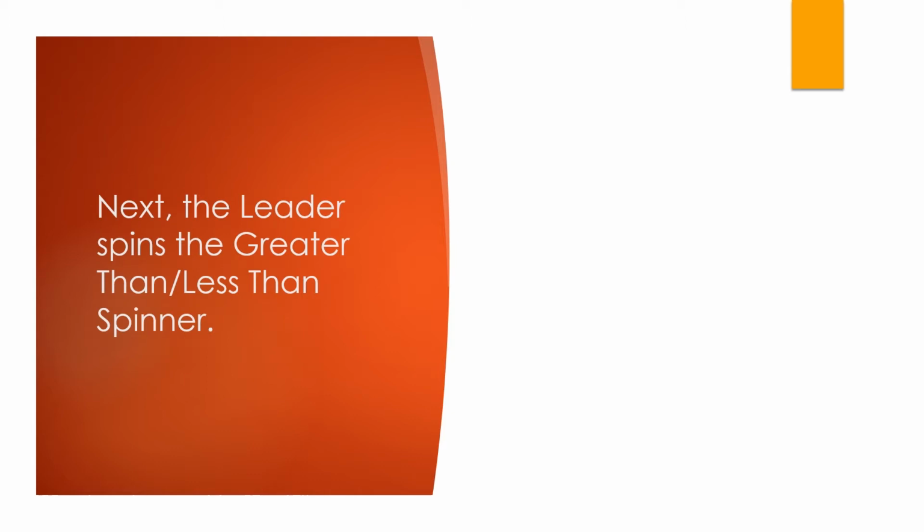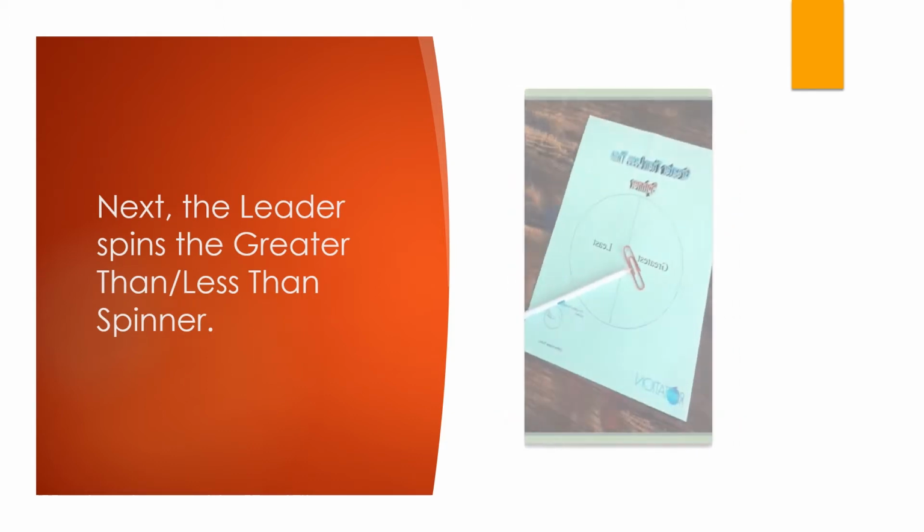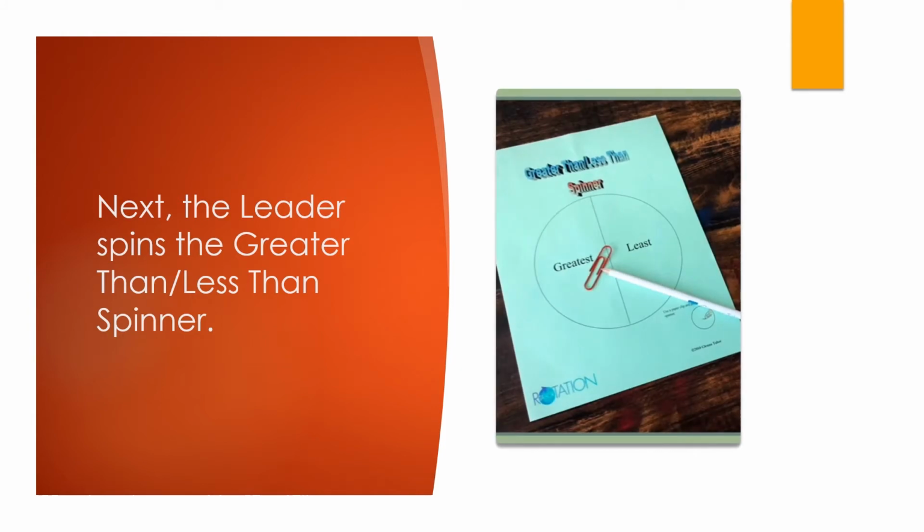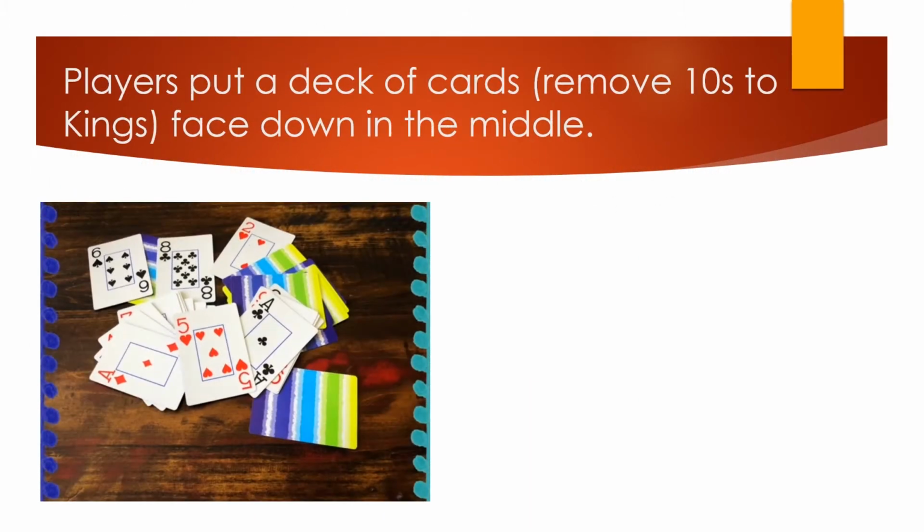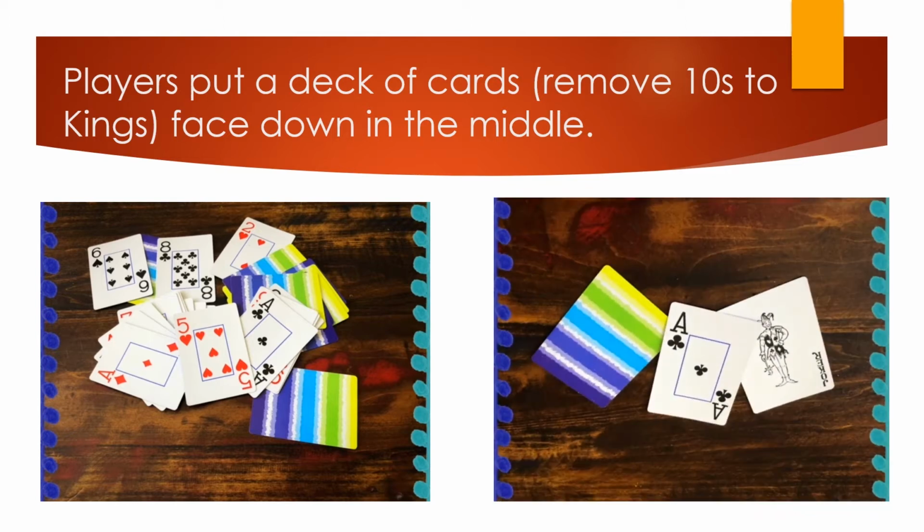Next, the leader, or the person who just won a round, spins the greater than less than spinner to determine if this round will be about making the greatest or the least decimal possible. Players put a deck of cards, remove the tens and all the face cards, and they put them face down in the middle of the group so everyone can see. Aces represent ones, and the jokers, they are wild. You can make them any digit you want.